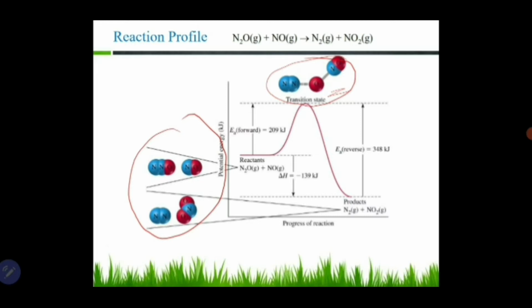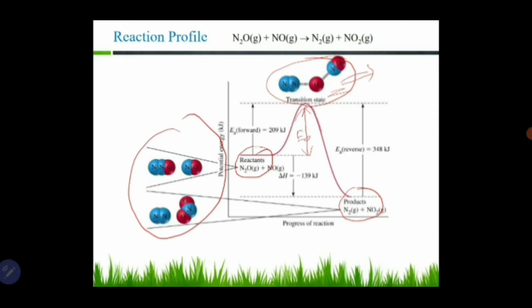Please understand, this profile is drawn for an exothermic reaction, so the delta E for the reaction, that is the enthalpy of the reaction, is negative. So this position represents reactants, this position represents product, and this represents the transition state. In order to convert a reactant to product, every reactant molecule needs to surmount this energy barrier. The height of the barrier is called activation energy.